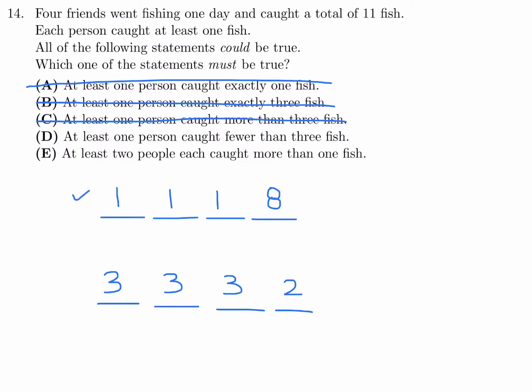That's true here and that's true here. Here, these guys caught fewer than 3 fish. And in this scenario, this guy caught fewer than 3 fish. So that one is true so far, so let's keep that. E. At least 2 people caught more than 1 fish, and that is not true in this scenario because only one person here caught more than 1 fish. So I guess by process of elimination, the only one that checks out is D for number 14.